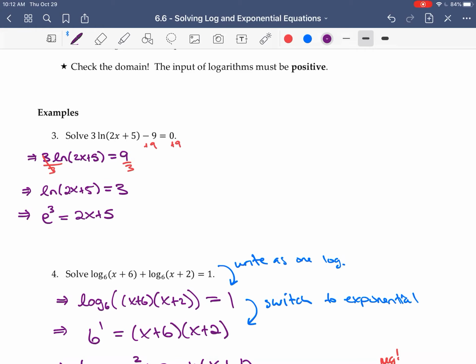Okay, and then if I solve for x, so I want a minus 5 on both sides. E to the 3 is just a number. Okay, you can compute it, but it's not a nice number, so I'm going to leave it like that. So that means that 2x is equal to e to the 3 minus 5. Dividing both sides by 2, I get that x has to be e to the 3 minus 5 all over 2.